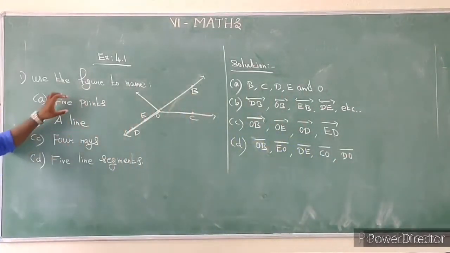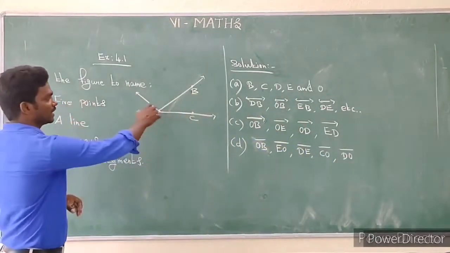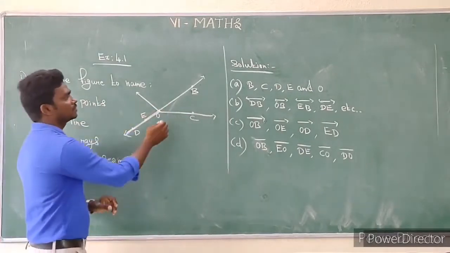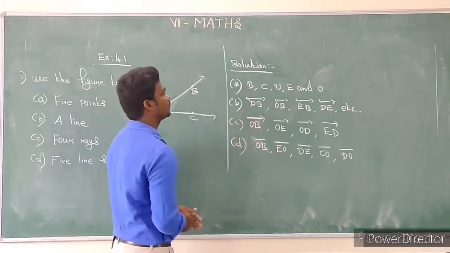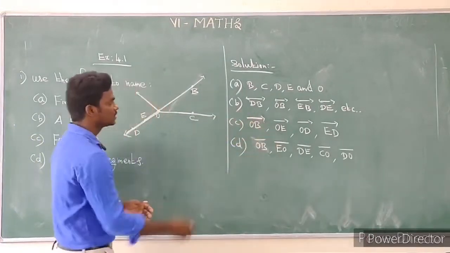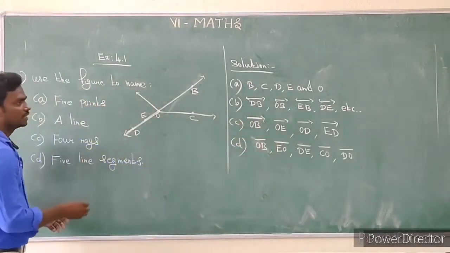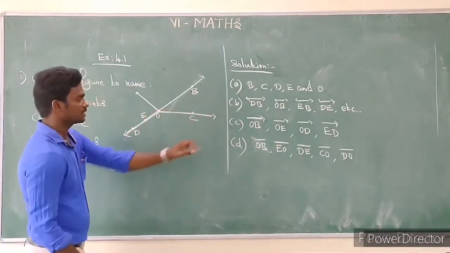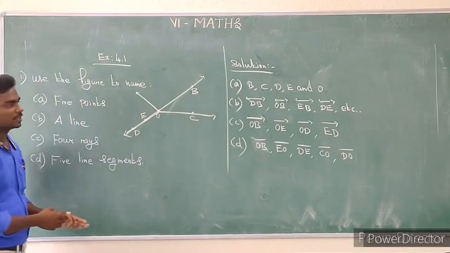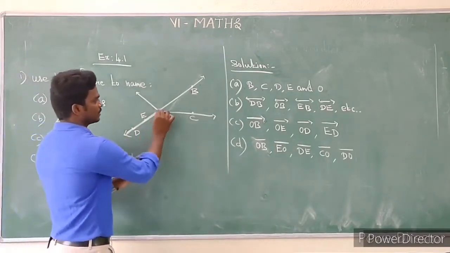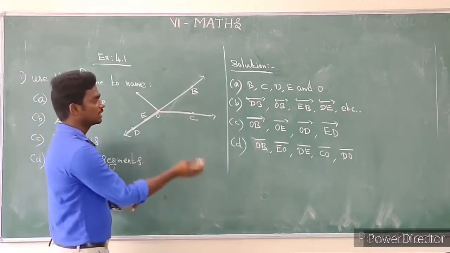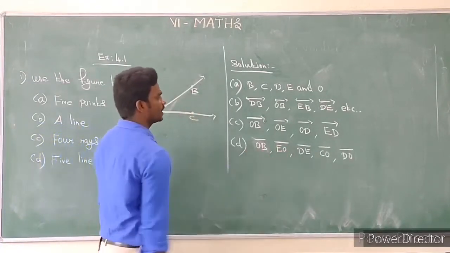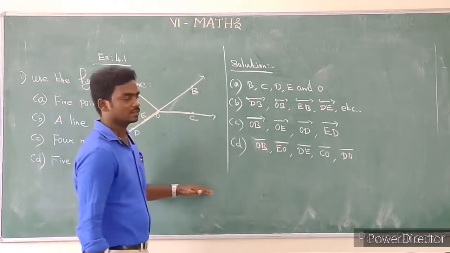How do we find that? First, 5 points: we can write 5 dots. Next, lines: we can write 4, as many lines as we can draw. Next, 4 rays. Rays have a starting point and another point going endlessly. Last, 5 line segments. A line segment is the shortest distance between two points, and it has a starting point and an ending point. So we can write these 5 line segments.